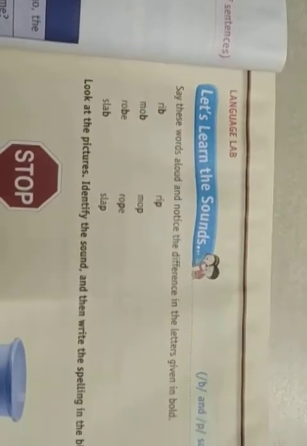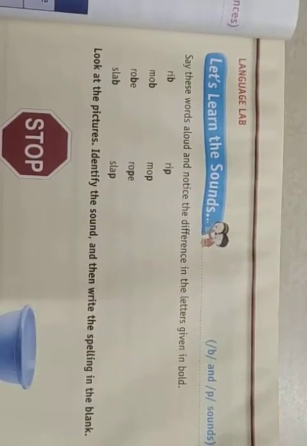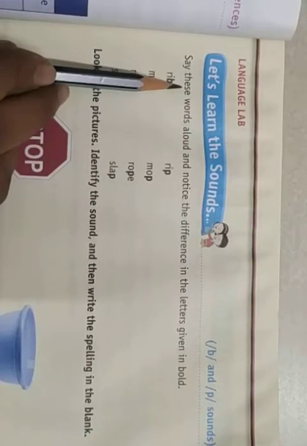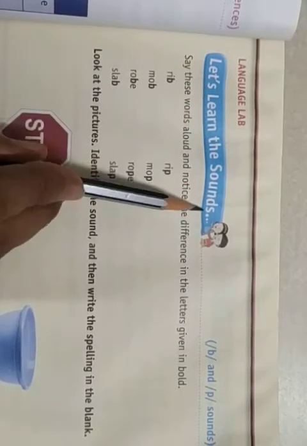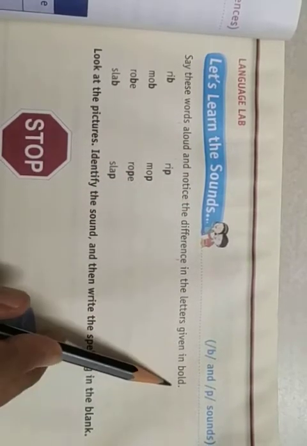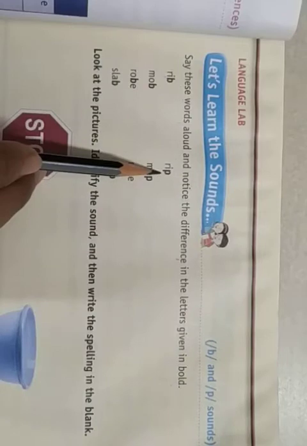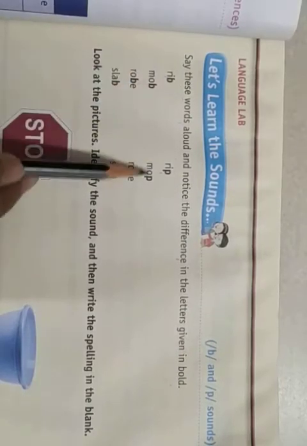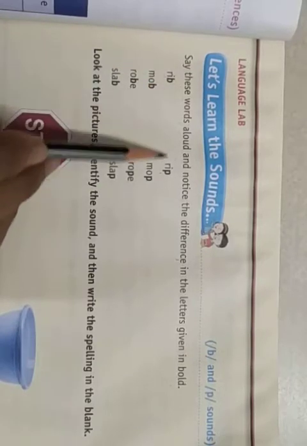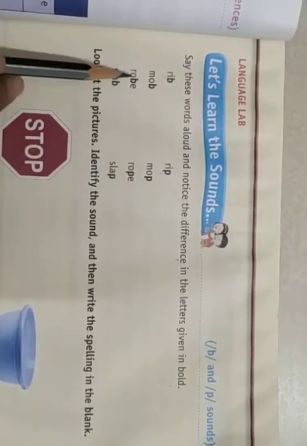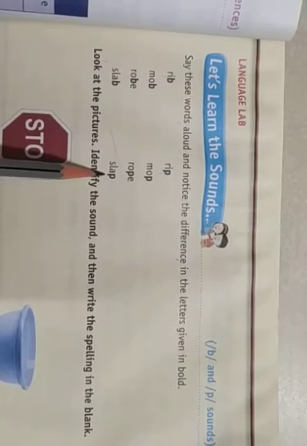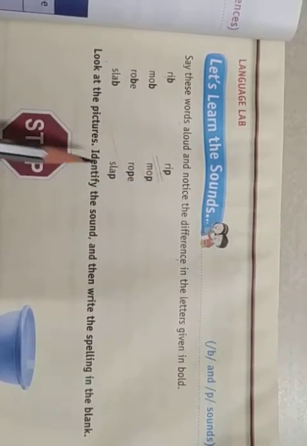Hope you guys understood these grammar parts. The language lab. So say these. Let's learn these sounds. Say these words loud. Notice the difference in the letters given in bold. Rib, rip. Mob, mop. Rob, rope. Robe, rope. Slab, slap. So here the word meaning changes.